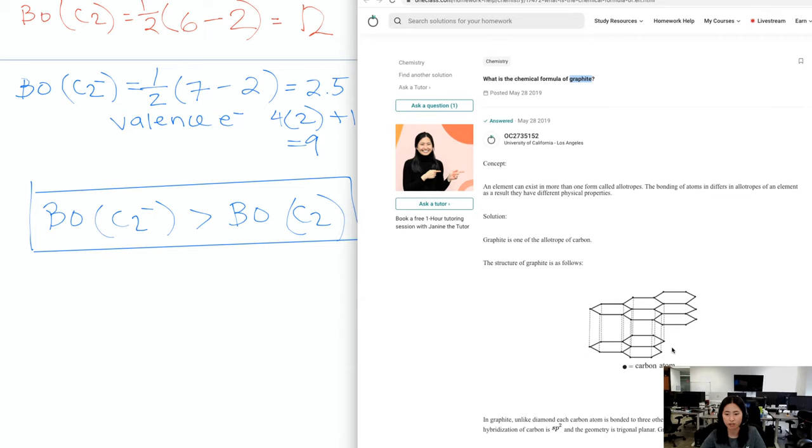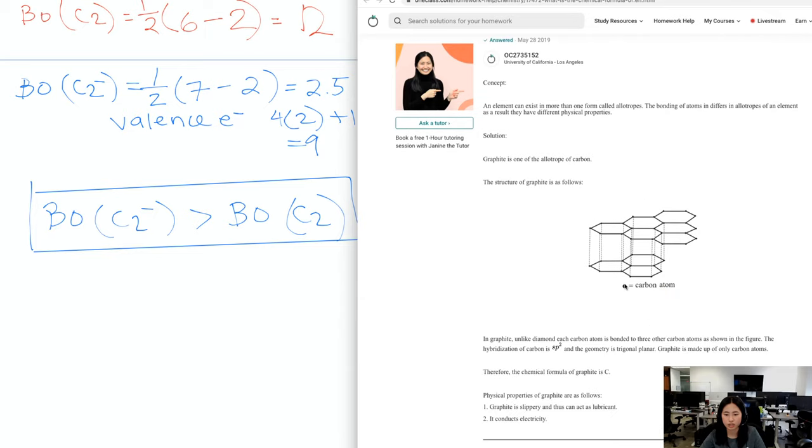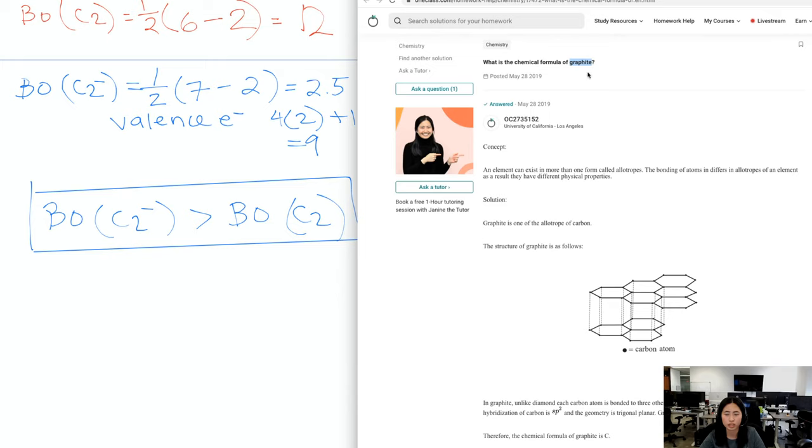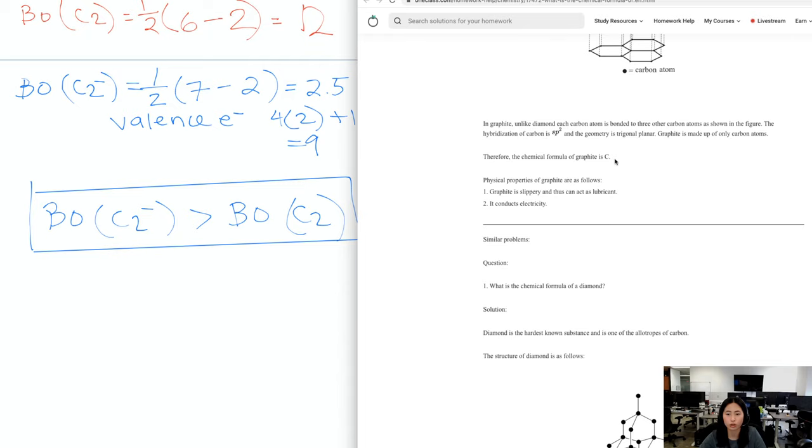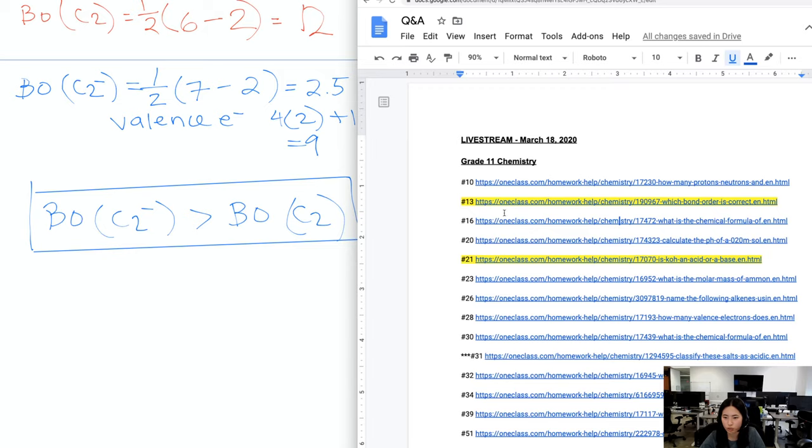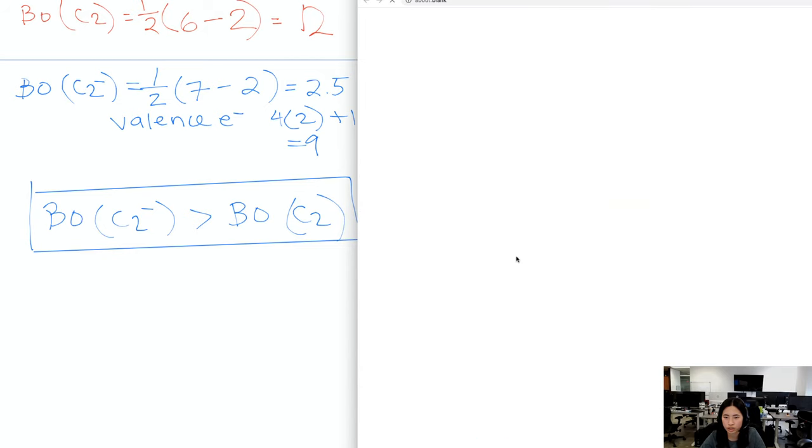So as you can see right here, this is the structure of graphite, and you have carbon atoms. So they're bonded differently. And that's why the chemical formula of graphite is just simply carbon, which is just C, because it's all composed of carbon and nothing else. So that's why it's C. And this is right. Okay, so that was a quick question. Moving on to this one.